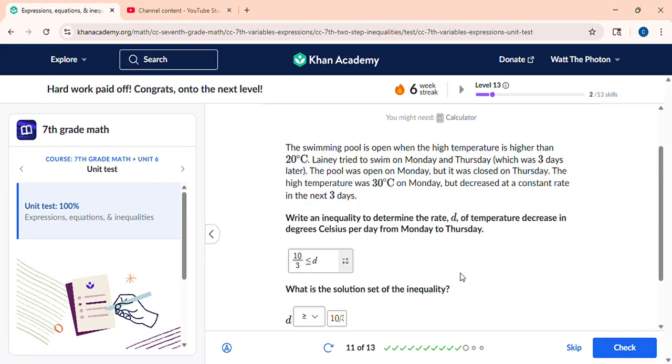The swimming pool is open when the high temperature is higher than 20 degrees Celsius. Laney tried to swim on Monday and Thursday. The pool was open on Monday but closed on Thursday. The high temperature was 30 degrees on Monday, but decreased at a high constant rate over the next 3 days.